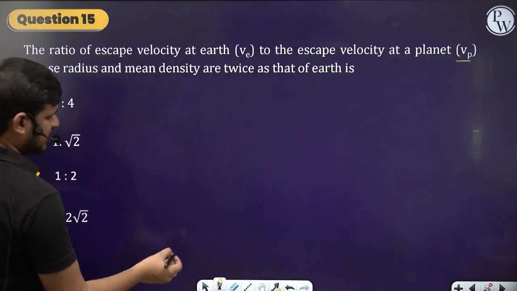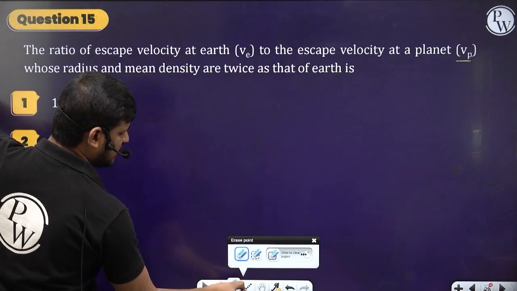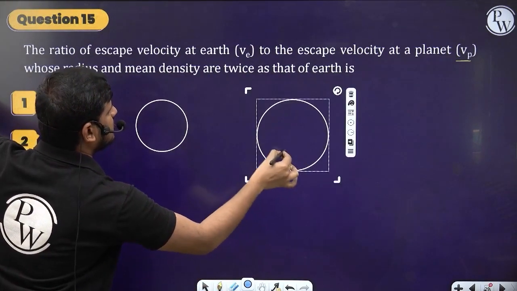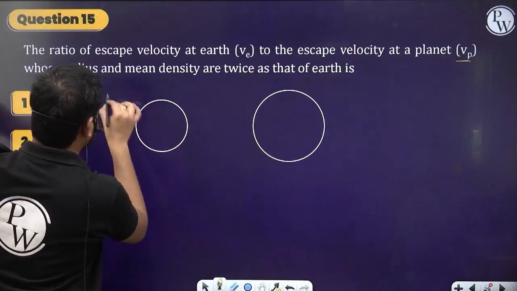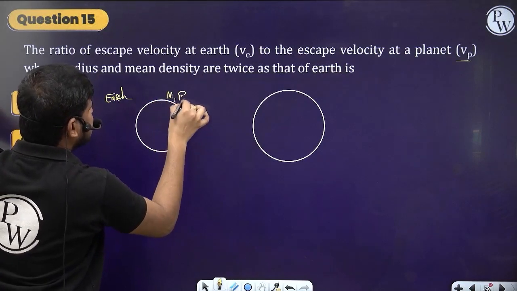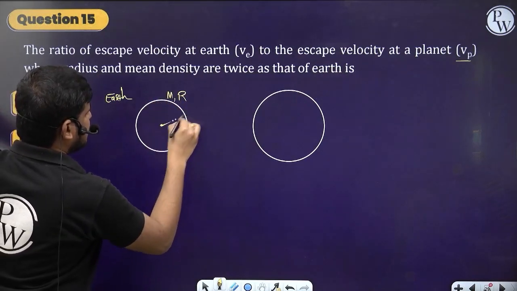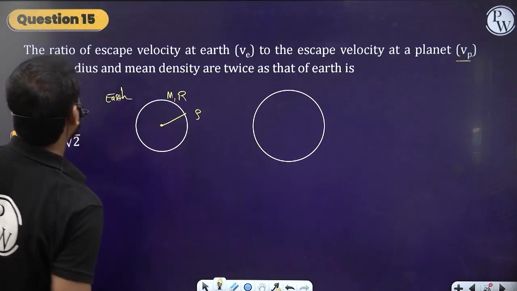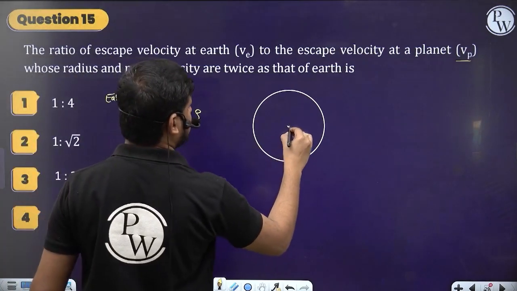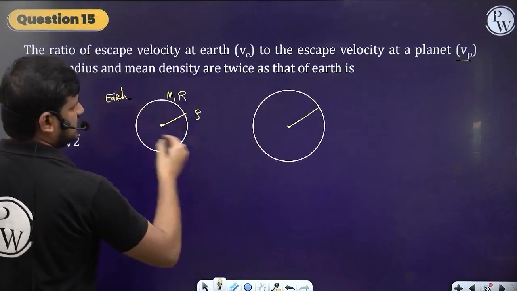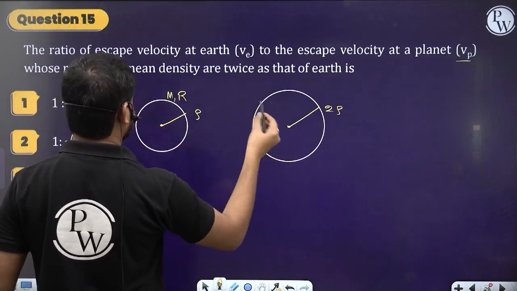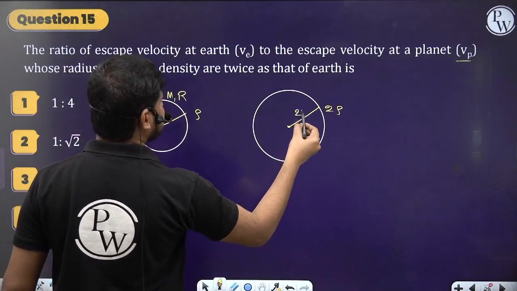See, so here we have two things. One is the Earth, and the other one is some planet. So this is Earth. Let's suppose the Earth has mass m and radius r, and its density is rho. There is some other planet whose density is twice that of the Earth, so its density is 2 rho. Its mass we can't say, but its radius is twice.